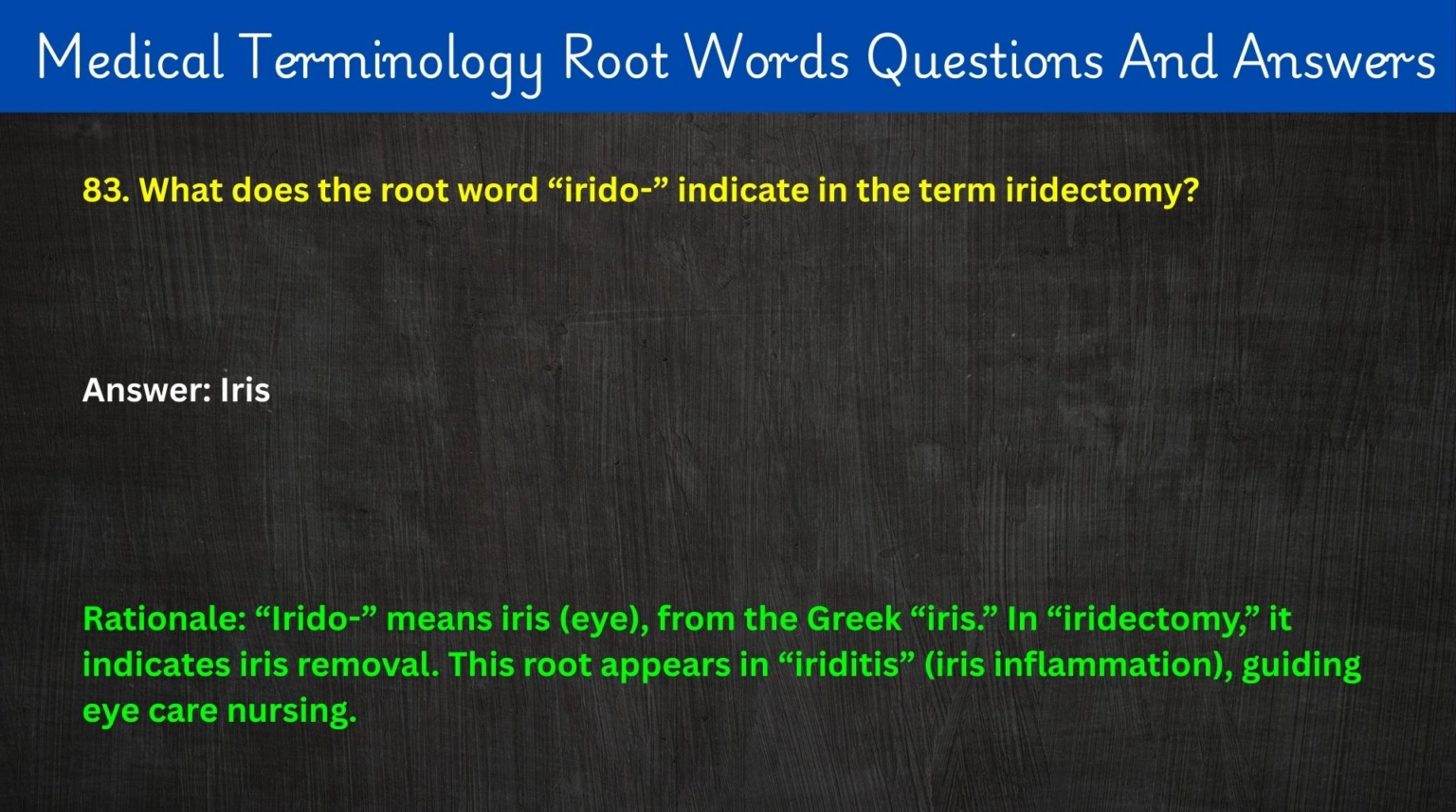83. What does the root word irido- indicate in the term iridectomy? Answer: iris. Rationale: Irido- means iris, eye, from the Greek iris. In iridectomy, it indicates iris removal. This root appears in iriditis, iris inflammation, guiding eye care nursing.